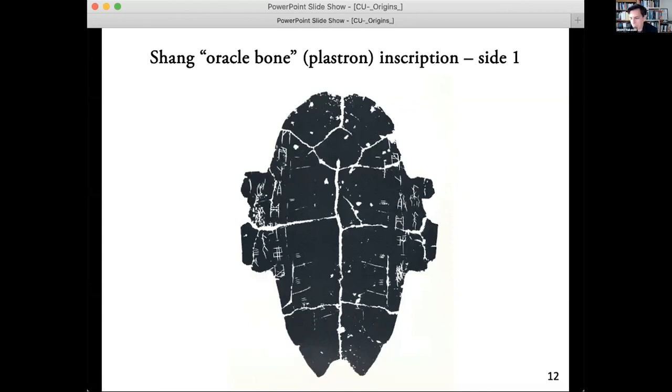Great. I think 10:30 is when we're switching over to the next speaker. So maybe there's time for one more question, which was a question about the relationship between iconic counting systems and the origin of writing.